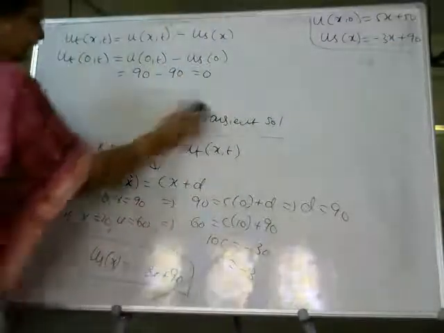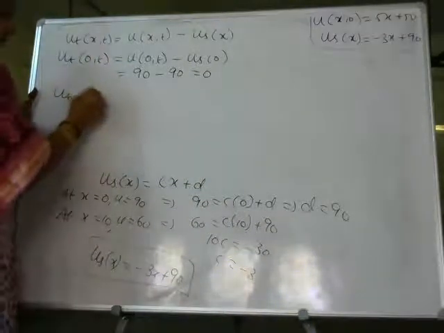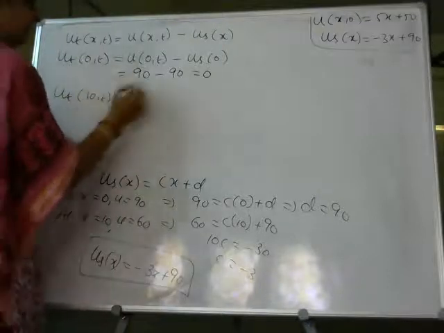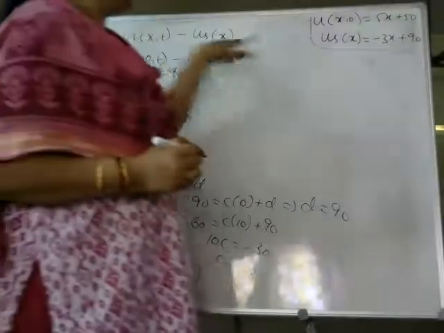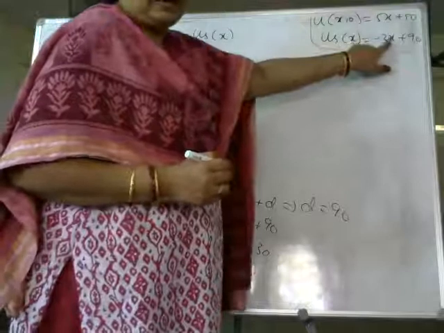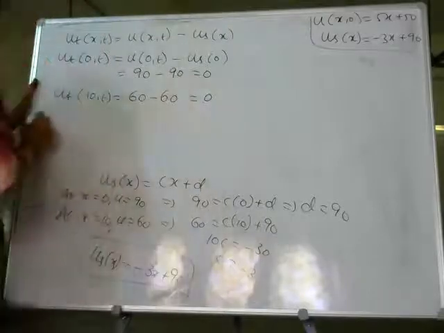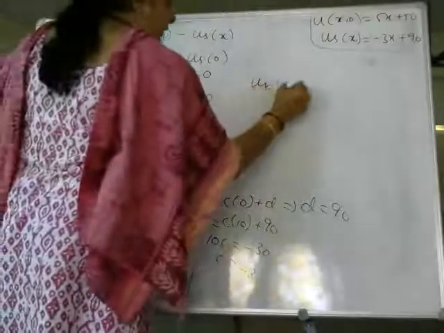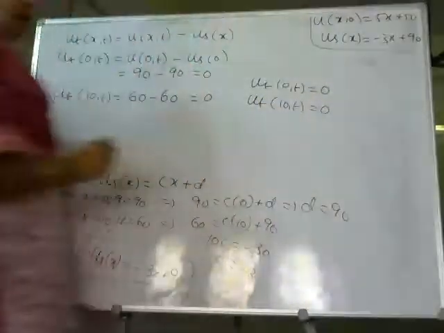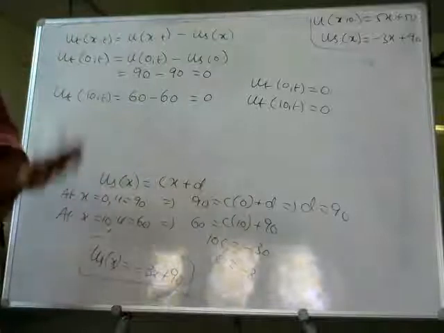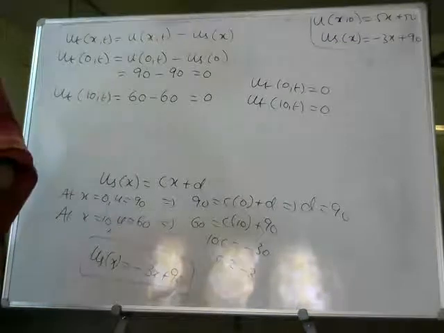Next, what is the second condition we have at x is equal to 10? ut at 10 comma t. So what is the other end? It is reduced to 60 degrees. Next, minus us at 10. X is equal to 10 if you substitute, this is minus 30. Minus 30 plus 90, again it is becoming 60. So again this is 0. So ut at 0 comma t is equal to 0. ut at 10 comma t is equal to 0. See that we have sufficiently made the end conditions as zeros. So we can proceed with the calculation part what we have done just like before.